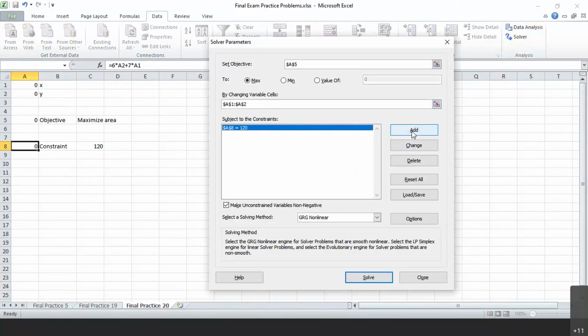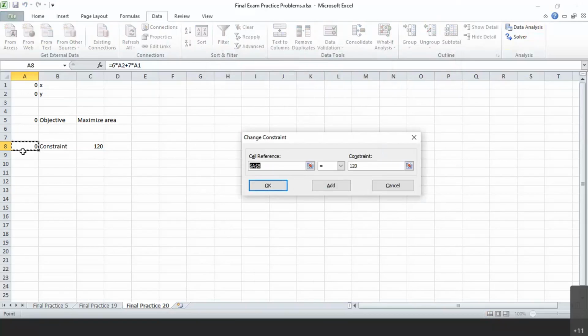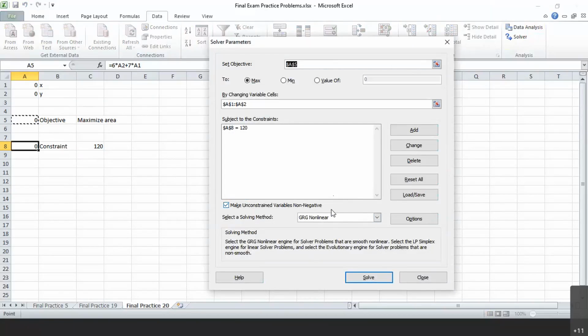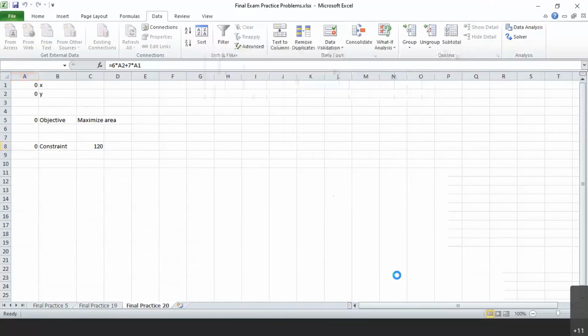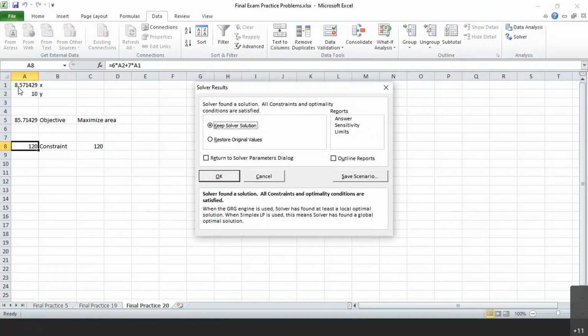For this one, if I say change, just so you can see it, here's the constraint, the cell reference, set this to equal, and you get to type in the constraint value in desktop Excel. And then you say okay. Make sure you're choosing a nonlinear method for solving because this is not a linear equation. And then click solve. And you can see I get the 8.571, y is 10, and here's your value of your area. So you're maximizing your area at 85.71.